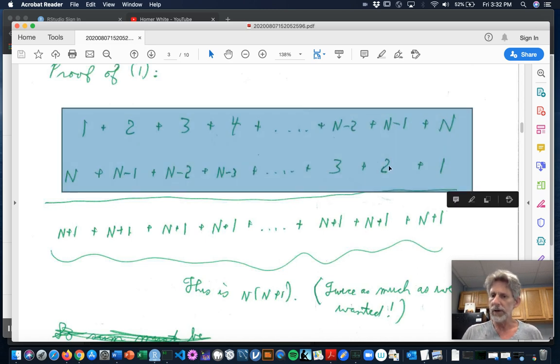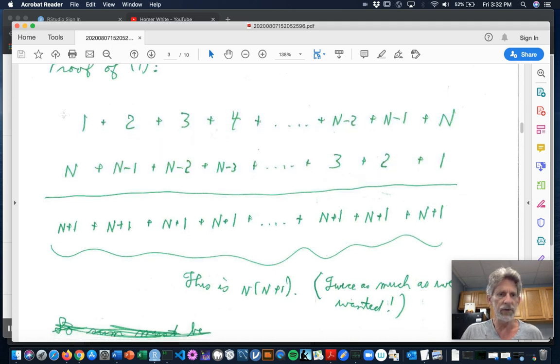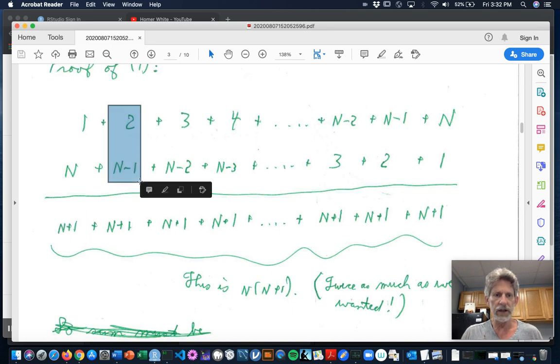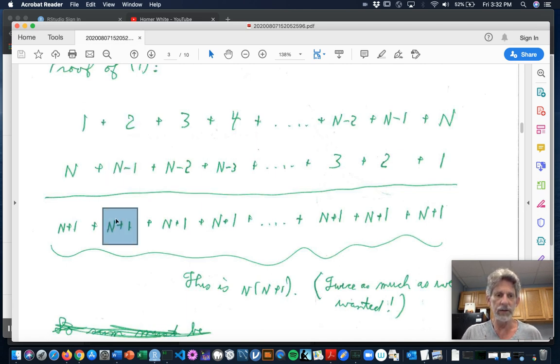But don't add it up by rows because we don't know how to add up the rows yet. Add it up by columns. Add up the things in this first column. Don't you get N plus 1? Now move over to the second column. You have increased the top row by a 1. You've decreased what's on the bottom row by a 1. So you haven't made any change in the sum. It's still N plus 1.